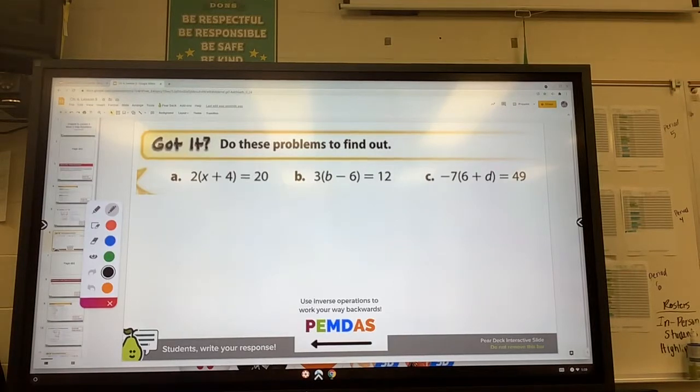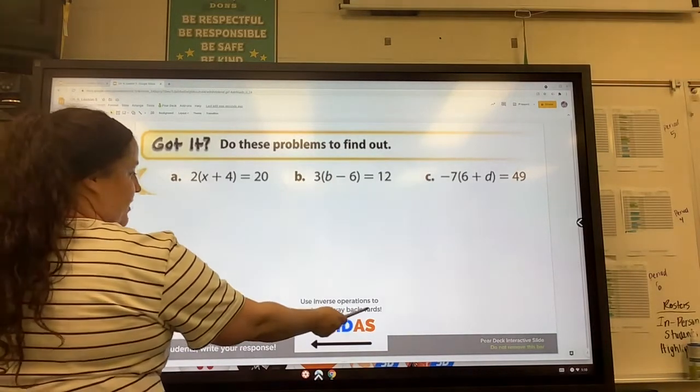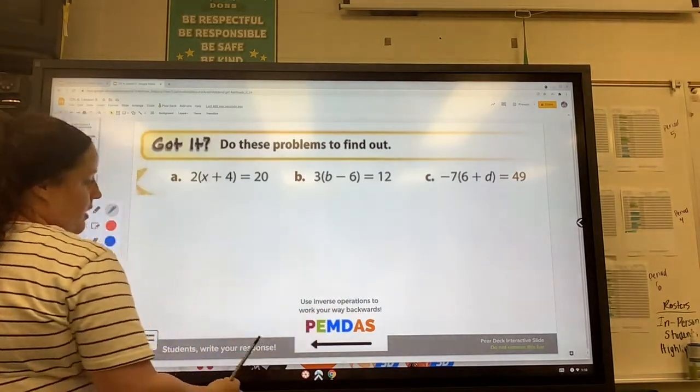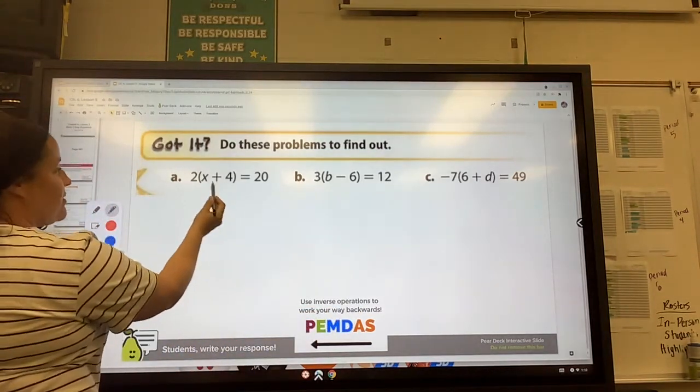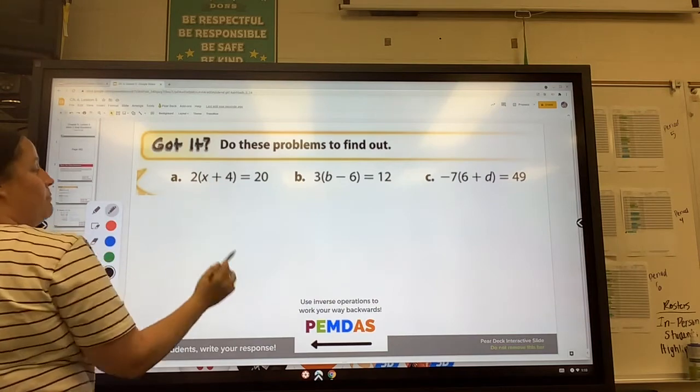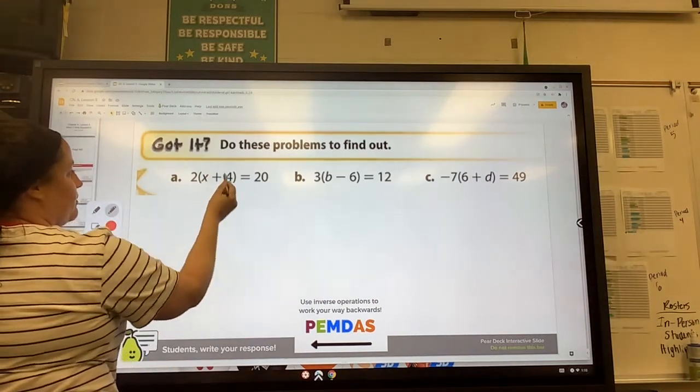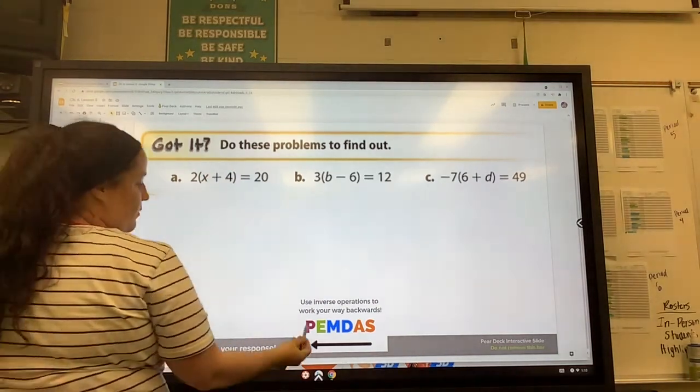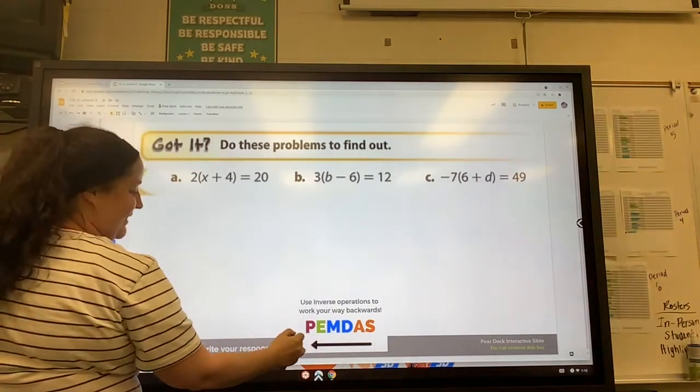Okay, so we're gonna solve these problems. Remember, we have to use inverse operations to work our way backwards. So in this one, I do see addition and subtraction, right? But what do you notice? There's a set of parentheses. So we have to do what's inside the parentheses last.